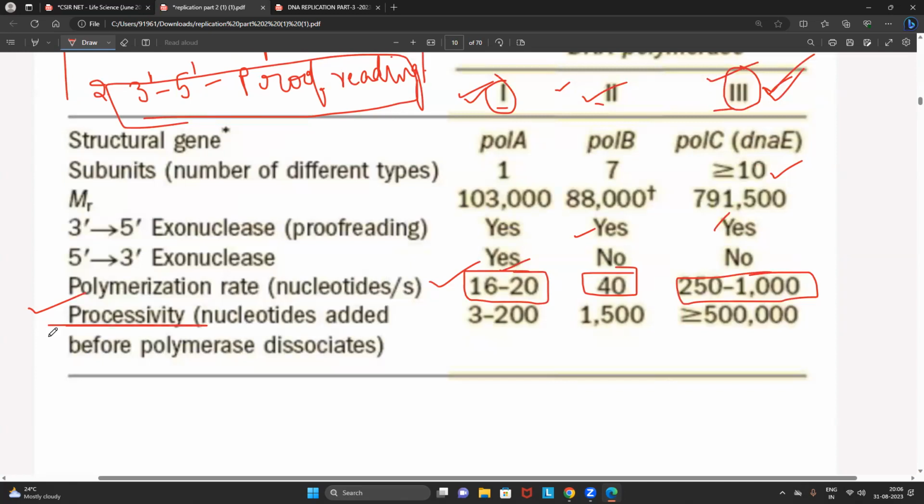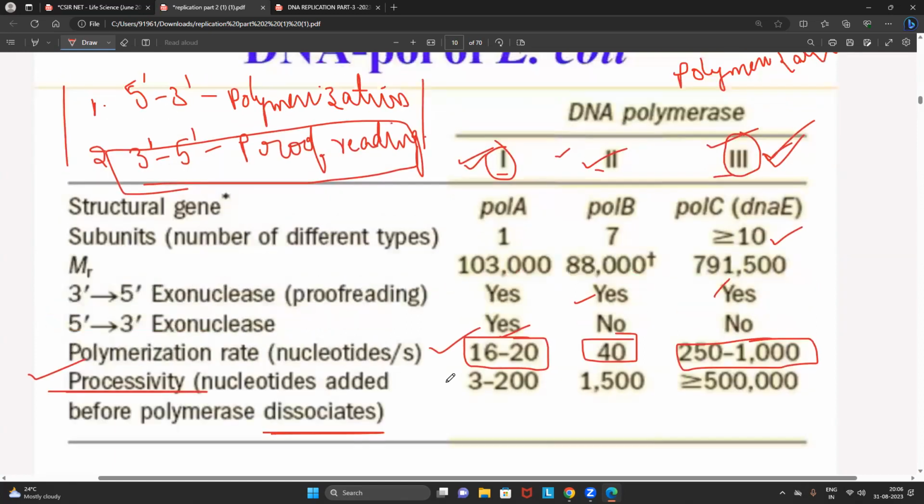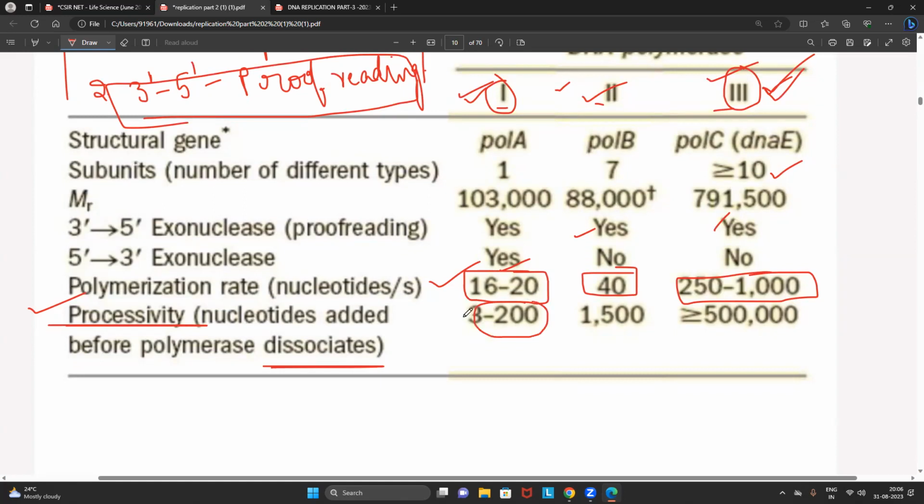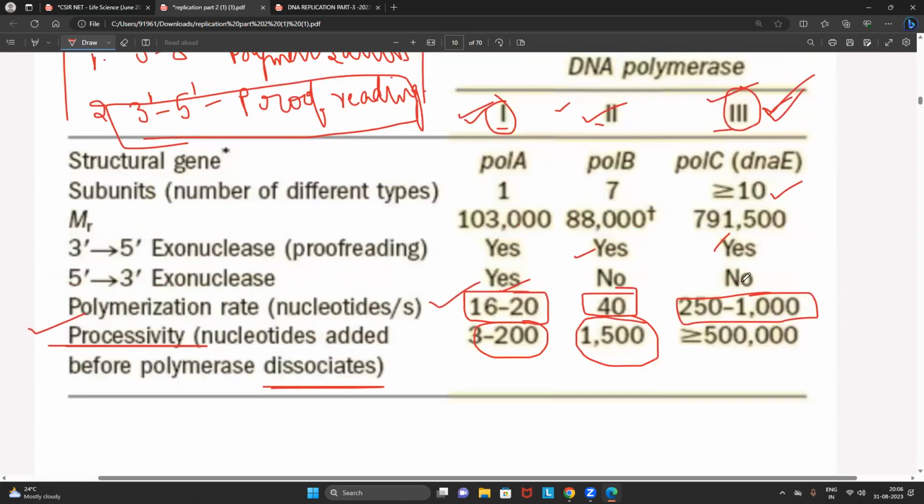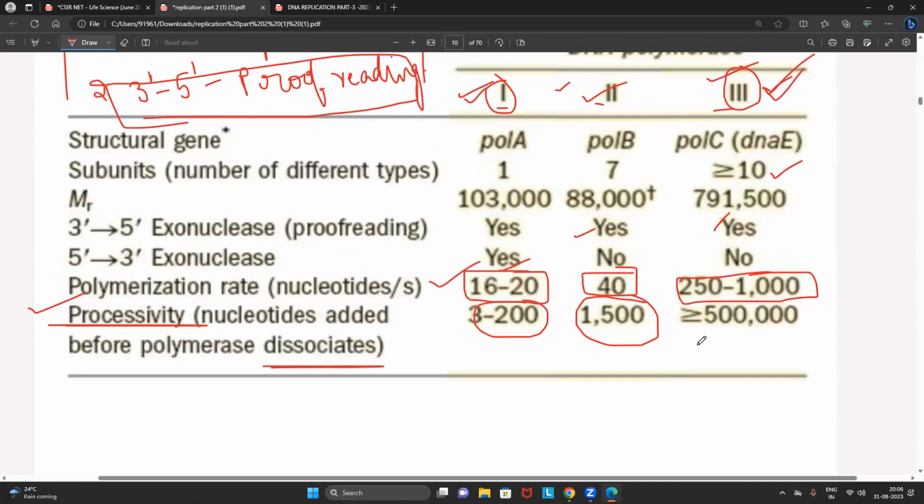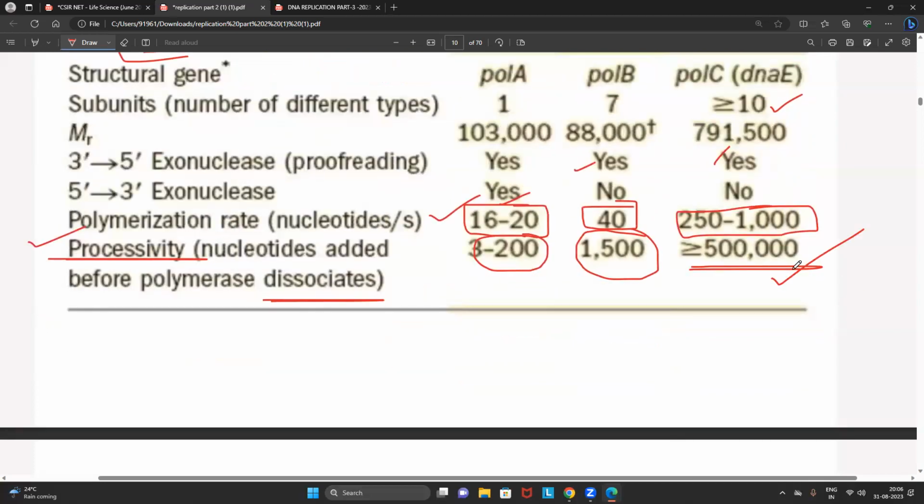I told you, right? Processivity means the ability, the capability of an enzyme. So polymerase 1, before it gets dissociated from the DNA, before it falls off the DNA, how many nucleotides can it synthesize? Up to 200 nucleotides. And what about polymerase 2? Polymerase 2 can synthesize 1500 nucleotides. And what about polymerase 3? Look into the picture. Polymerase 3, before it falls off, can synthesize up to 5 lakh nucleotides. Friends, please don't get confused with that particular point.